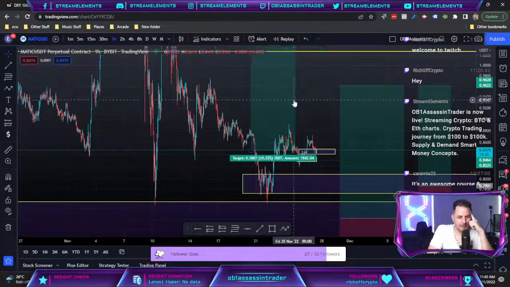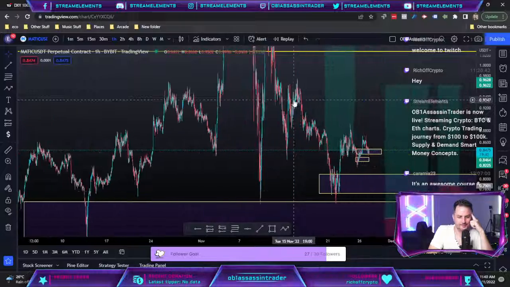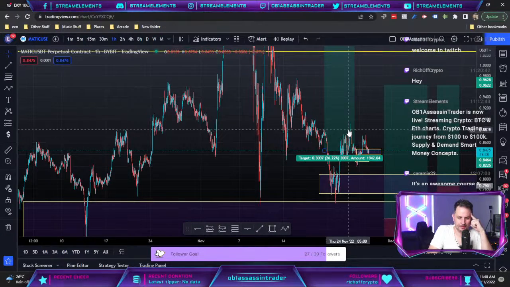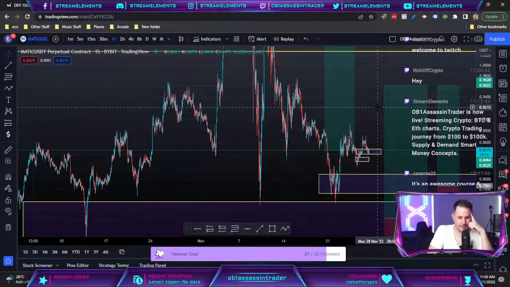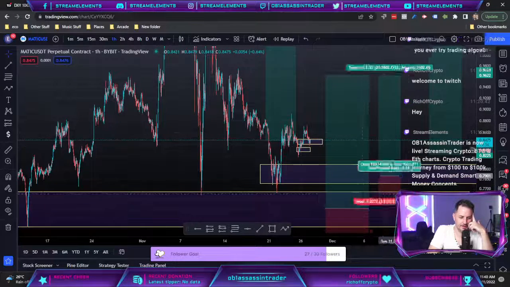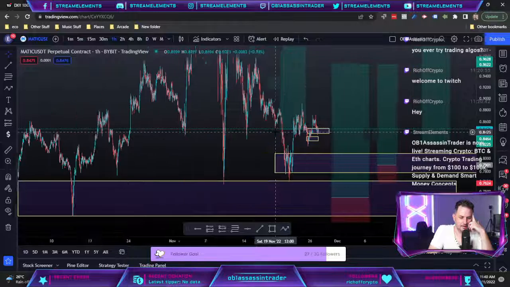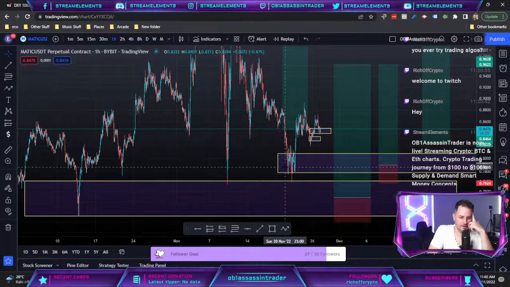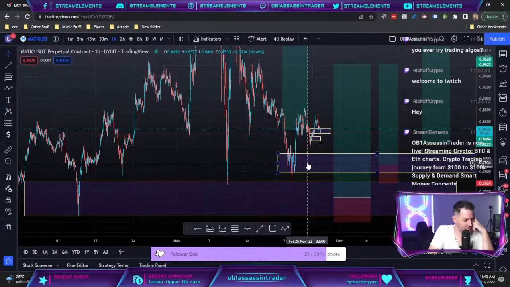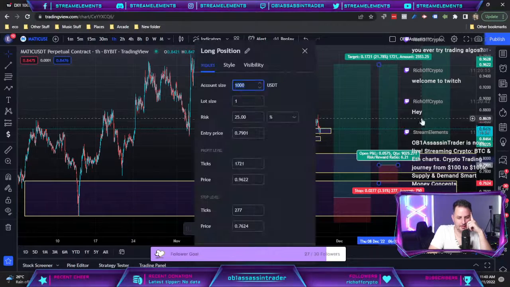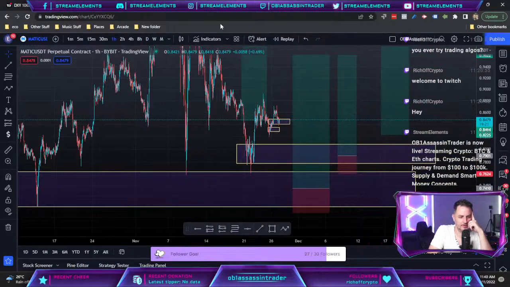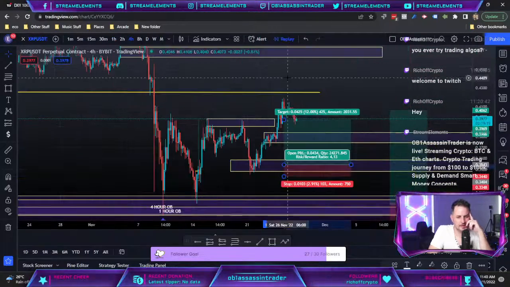Now let's take a look at Matic. We definitely broke that structure there, but we haven't had a bullish structure here. I do think it's going to come down. Where do I think it could go? I think it could go to here again, and I think this might be a good point to pick it up. But I'm going to wait and see what structure brings.